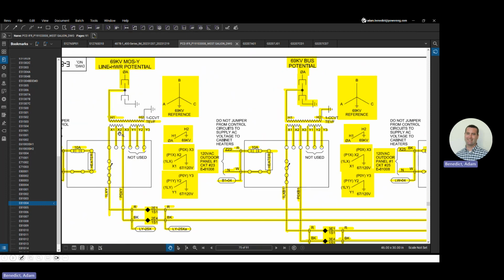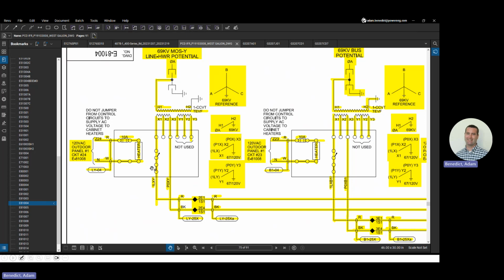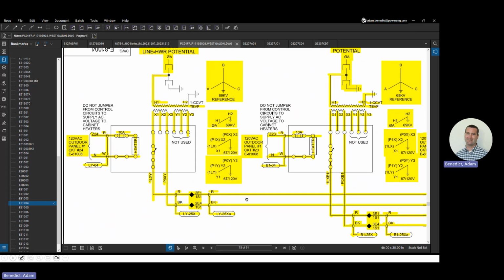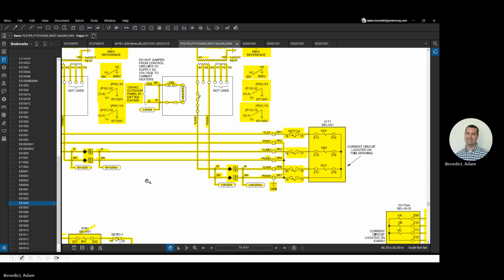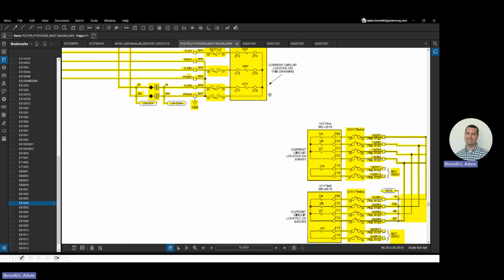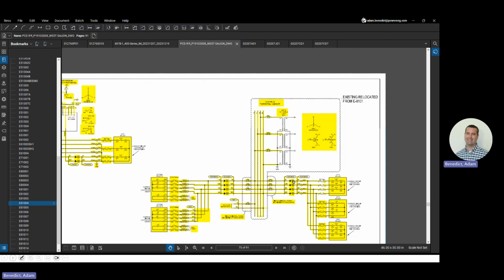And then as you step through, we have our PTs out in the breaker, out in the junction box. And then we're showing our cables, our cable labels. And then here's that ground in the first cabinet in the control house. And then here's your PTs and your relay. So it's in the voltage.